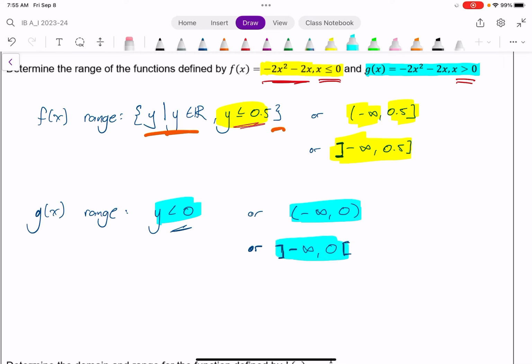All great. You can even use words on an examination. You can even say the range is all values less than 0. You can just say that, all y values less than 0, and that's totally fine.